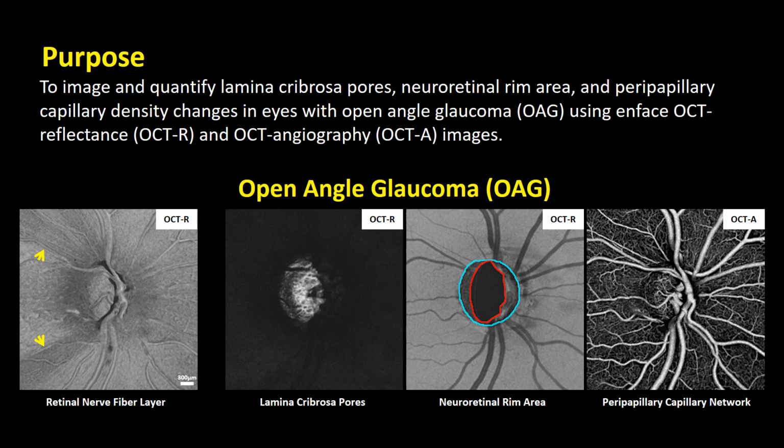I have some sample images here from one of our glaucoma patients. As you can see, two distinct retinal nerve bundle defects on the en face OCT reflectance images on the left here. Again, we'll be looking at the en face images of the lamina cribrosa pores right here, neuroretinal rim, and capillary network around the optic nerve head using a clinical OCT device.